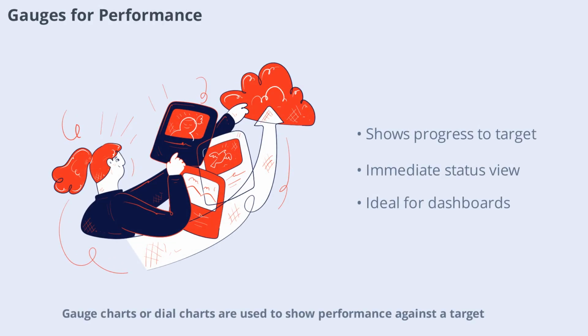Gauge charts or dial charts are used to show performance against a target. They resemble speedometers and are often used in dashboards to display metrics like progress toward goals or system status. Gauges provide an immediate sense of whether values are in a safe, warning, or critical range. They're best for highlighting a single key metric at a glance.